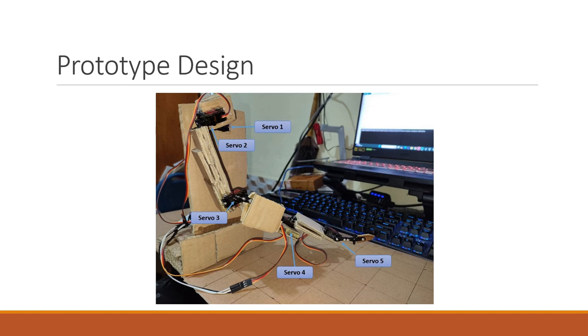Next is servo 3. It will move according to y-axis from 0 to 180 degree. The servo will act as an elbow of humanoid robot. Servo 4 and servo 5. Servo 4 will move according to x-axis and servo 5 will move according to y-axis, both from 0 to 180 degree with a counterclockwise movement. The servo 4 and servo 5 will act as the wrist of the humanoid robot.